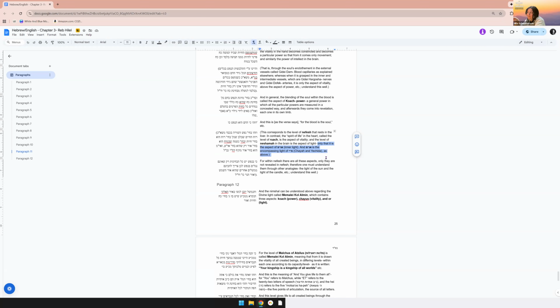But, he says, for within nefesh, there are all these aspects. Only they are not revealed in nefesh. Therefore, one must understand them through other analogies, the light of the sun and the light of the candle. But he already made the premise that the nefesh comes in the derech hislapshus. So therefore, the neshama in the brain is also in the derech of hislapshus. He didn't say otherwise.